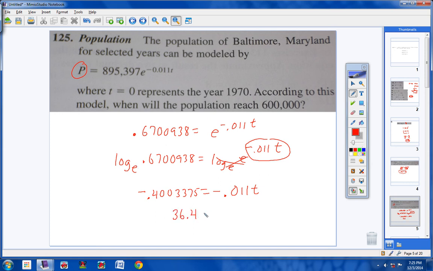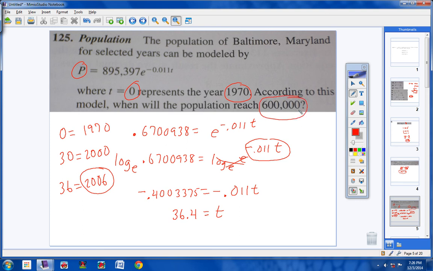So, now be careful, guys, okay? It says when will the population reach 600,000? Now, if it's saying when, think about this. 0 equals 1970, right? Right here. So add 30. 30 would equal 2000. So add 6 more years. 36 would equal 2006. So sometime during the year of 2006, the population of Baltimore, Maryland, will reach 600,000. Okay, let me check the back of the book real quick, make sure we're correct on that, and we're going to move on. Okay, well, they're actually saying 2007, and I would argue with that a little bit, but either way, that's good enough. So, okay, moving on to 127.